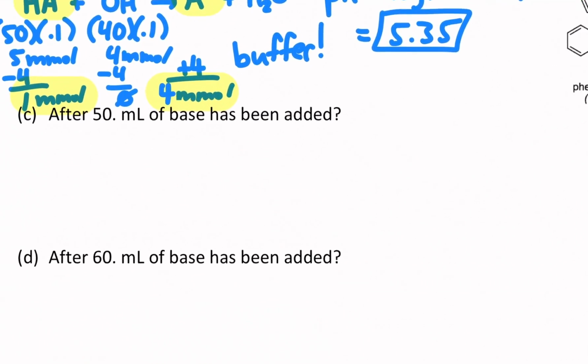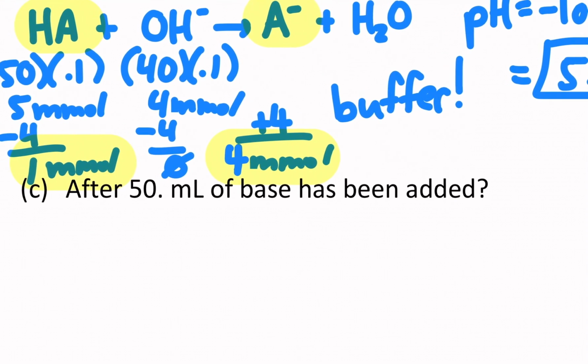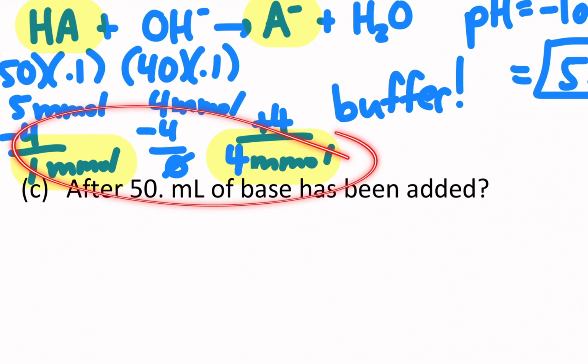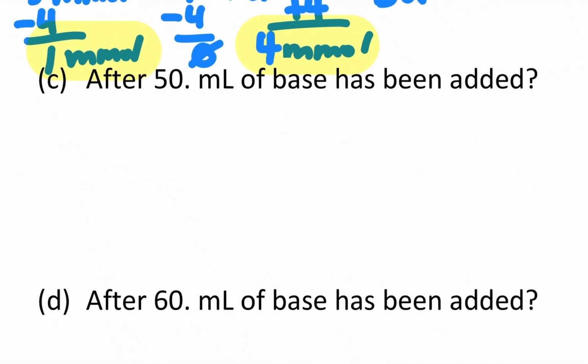And speaking of, I'd like you to hit pause and see if you can figure out what to do with the next one. Now we're at 50 mLs of base. Write out the reaction that happens, what's left over after the reaction happens, and see if you can use that to figure out what molarities of what ions are important and how to get the pH.